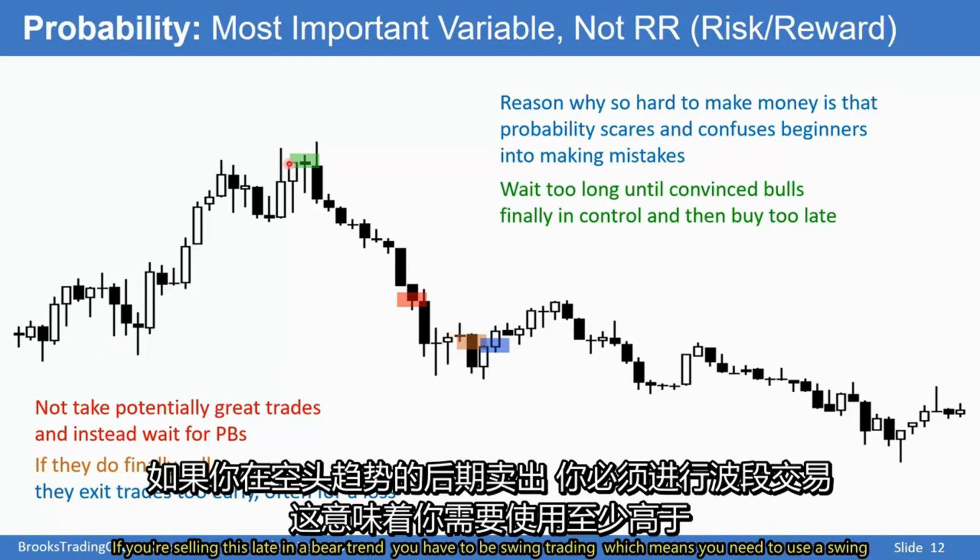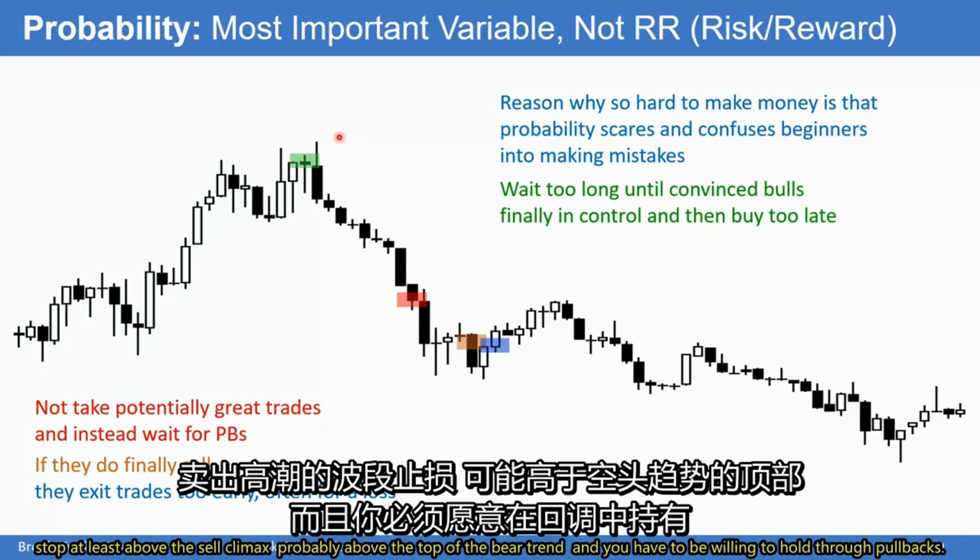If you're selling this late in a bear trend, you have to be swing trading, which means you need to use a swing stop, at least above the sell climax, probably above the top of the bear trend, and you have to be willing to hold through pullbacks.